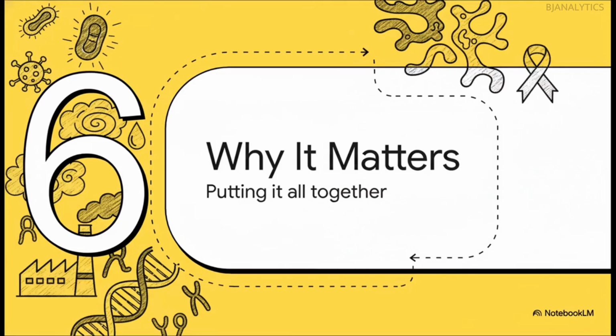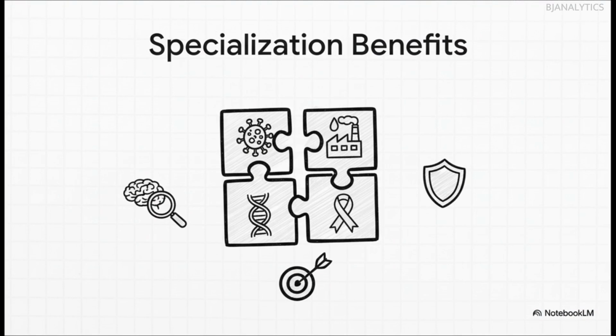So, we have these 4 very different lenses: infectious, environmental, genetic, and cancer. But why is it so important to even separate them? Why not just lump it all together? Well, first off, specialization lets people become true experts. You just can't track a virus the same way you trace a chemical in the water supply. And that focus leads to targeted investigations and prevention strategies that actually work. But the real magic? The real magic happens when these experts team up, when they combine what they've learned about our genes, our environment, and our exposures to solve the biggest and most complex health puzzles we face.